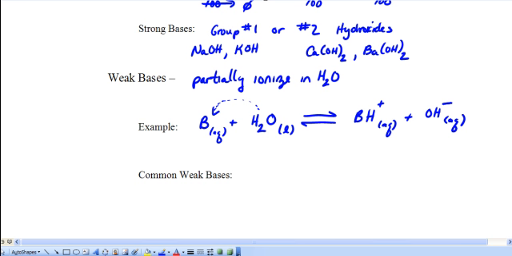Alright? Well, what are some common weak bases? Well, the main one that you need to know, there are lots of them, but the main one that you need to know is ammonia. Ammonia is an incredibly common weak base. It's one of the top 5, maybe 10 compounds produced worldwide every year, so it's something that you should be aware of. Now, once again, you shouldn't try to memorize all of the calculations.